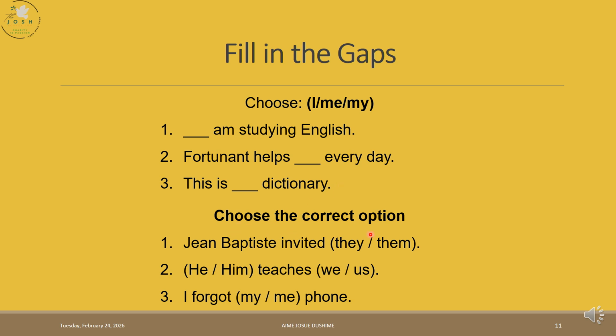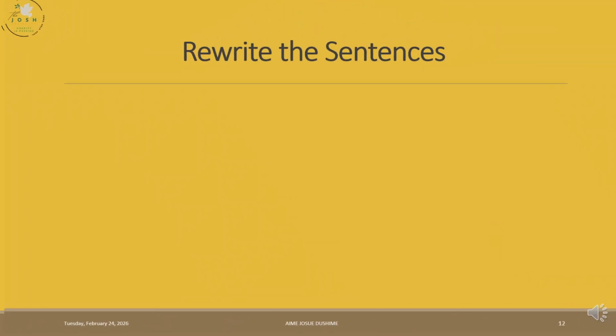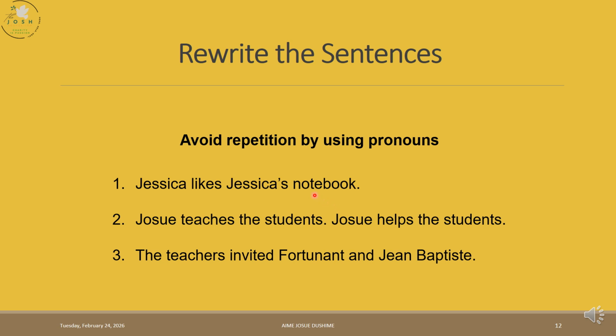You're going to choose the correct option from the given options in the bracket. Jean-Baptiste invited dash dash. Dash dash teaches dash dash. I forgot dash dash phone. You're going to rewrite these sentences using pronouns and you avoid repetition. Jessica likes Jessica's notebook. You're going to replace this to avoid the repetition of Jessica.